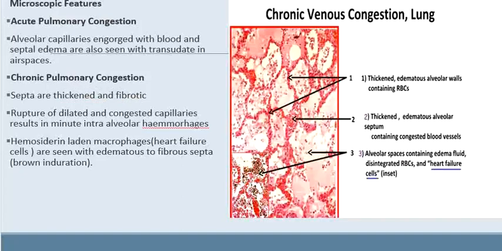What are the microscopic features of venous congestion of lung? In acute pulmonary congestion, the alveolar capillaries are engorged with blood and septal edema is also seen with transudate in air spaces. In chronic pulmonary congestion, the septa are thickened and fibrotic. A rupture of dilated and congested capillaries results in minute intra-alveolar hemorrhages. Hemosiderin-laden macrophages, heart failure cells, are also seen with edematous to fibrous septa, brown induration.